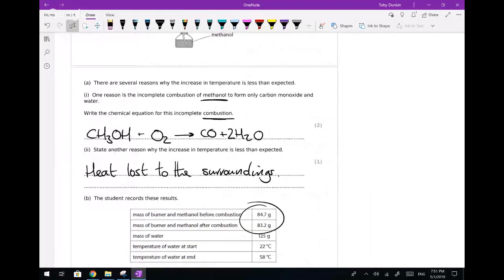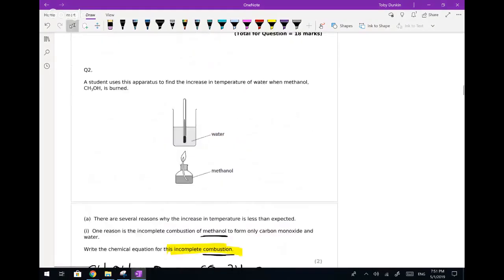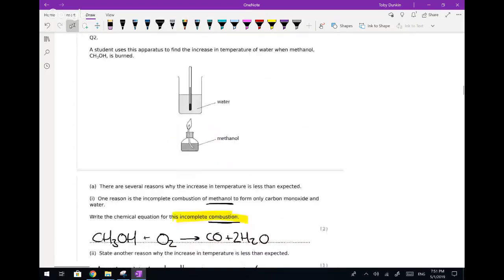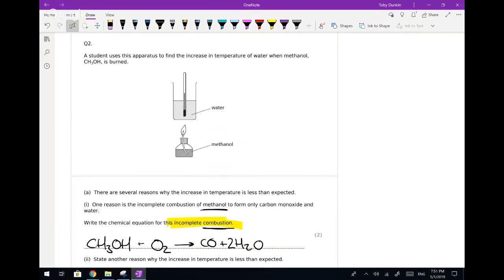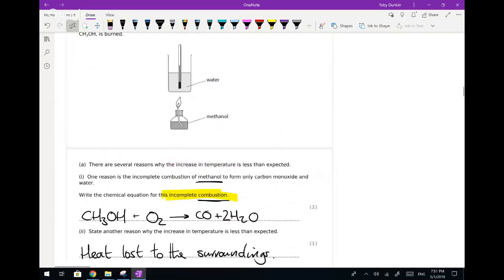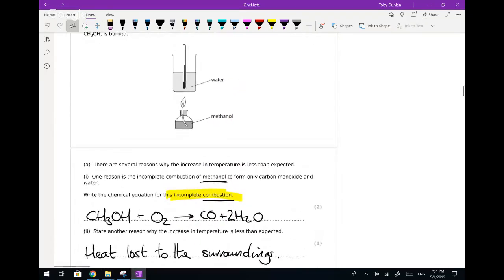Well, hang on a minute. There are several reasons why. They gave an incomplete combustion. I like it. We're going to give the top answer of heat loss. If they asked for another one, we would say that the heat capacity is incorrect because you're heating the glass as well as the water. What else would I also say? There's no lid on it, so there's evaporation from the water as well.